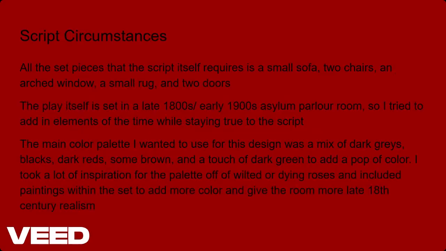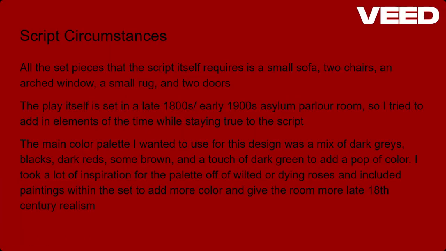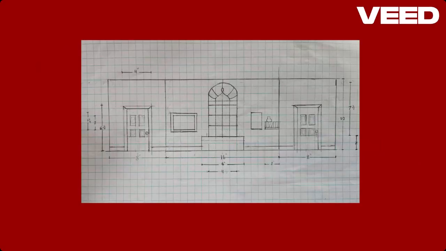All the set pieces that the script itself requires are a small sofa, two chairs, an arched window, a small rug, and two doors. The play itself is set in a late 1800s/early 1900s asylum parlor room, so I tried to add in elements of the time while staying true to the script. The main color palette I wanted to use for this design was a mix of dark grays, blacks, dark reds, some brown, and a touch of dark green to add a pop of color. I took a lot of inspiration for the palette from wilted or dying roses and included paintings within the set to add more color and give the room more late 18th century realism.